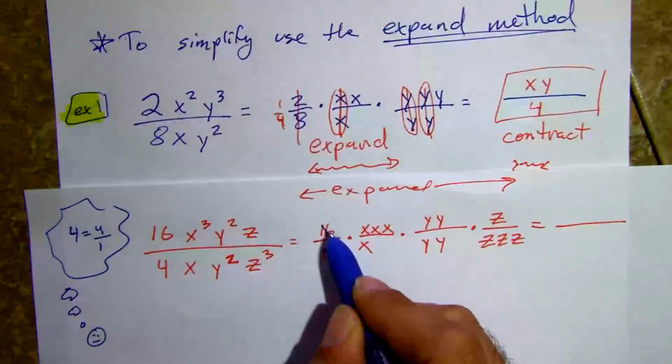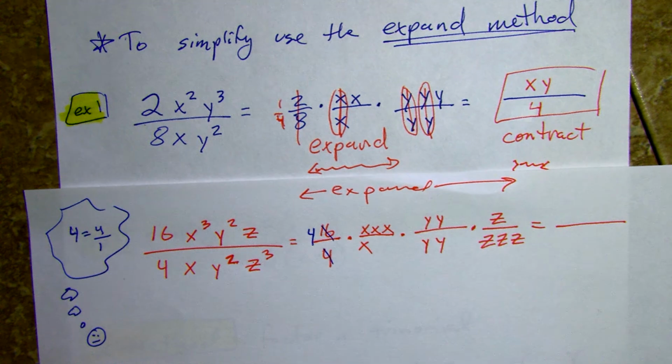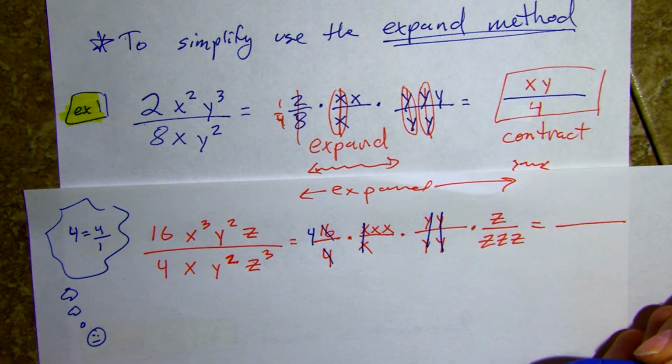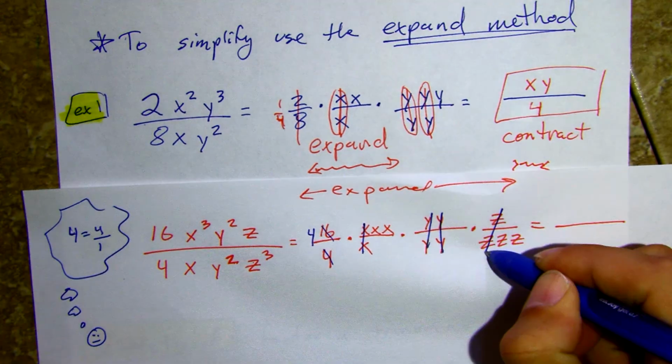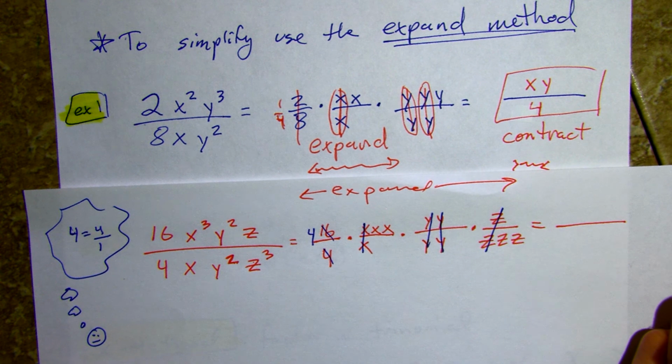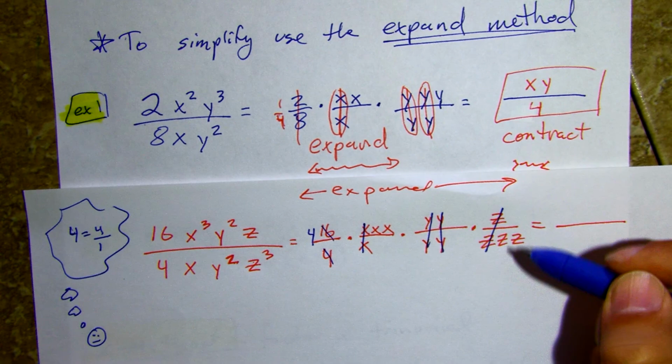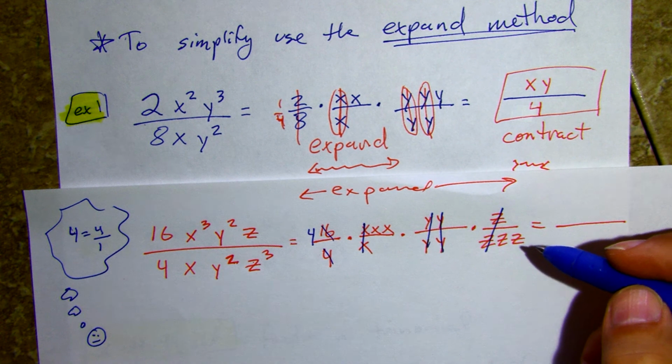I could take these x's and cancel them. I could take these y's, cancel them. I could take this z and cancel it. It's not really canceling it like it doesn't exist, but z over z is 1. And anything times 1 is the same thing. We don't need to necessarily think of it as anything but canceling, because it's equal to 1.